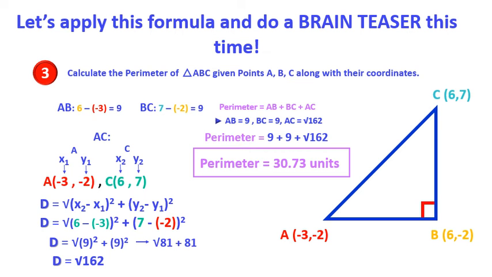I won't take the square root of 162 and round it now, as when we plug it into the perimeter formula and evaluate it, we'll get a more accurate, closer result. Now that we have the lengths of all of the edges of this triangle, in which line AB equals 9, line BC equals 9 as well, and line AC equals the square root of 162, we can just plug them into the perimeter formula as 9 plus 9 plus the square root of 162 to get an approximate perimeter of 30.73 units when rounded to the hundredths place.